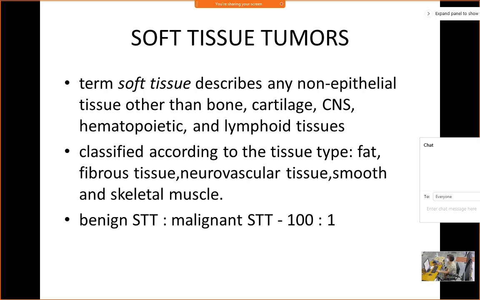Now coming to soft tissue tumors. Soft tissue refers to anything which is non-epithelial, other than bone, cartilage, CNS, hematopoietic, and lymphoid tissues. Okay, so they are classified according to the tissue type. It may be fat, it may be fibrous tissue, it may be neurovascular tissue, it may be smooth muscle, skeletal muscle. And again, soft tissue tumors may be benign or malignant. Most soft tissue tumors are benign, with a 100:1 ratio. For every 1 malignancy, there are 100 benign soft tissue tumors.